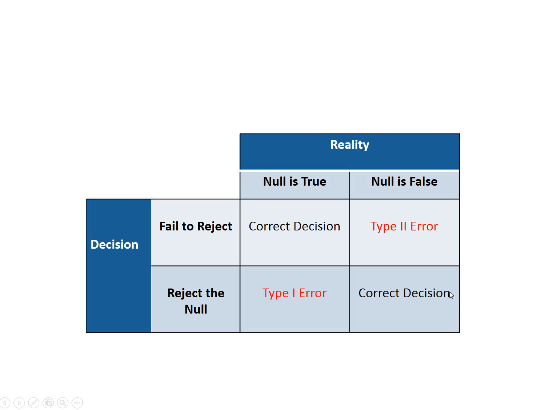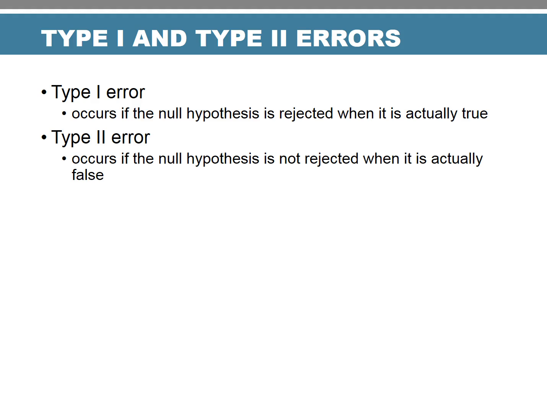Where we commit errors is when we reject the null when the null was actually true. This is called a type 1 error. And then when we fail to reject the null and the null is false, this is called a type 2 error. So a type 1 error occurs if the null hypothesis is rejected when it's actually true. A type 2 error occurs if the null hypothesis is not rejected when it is actually false.